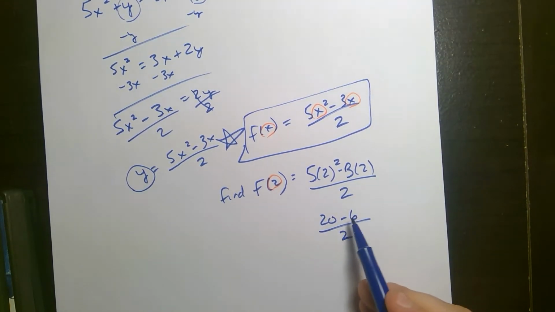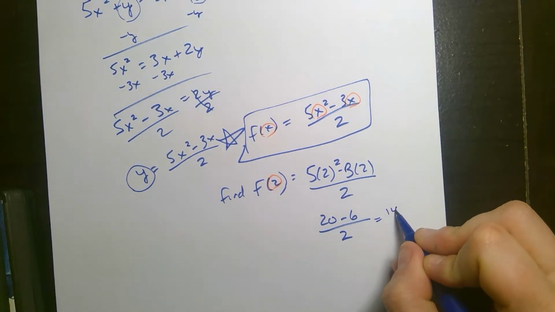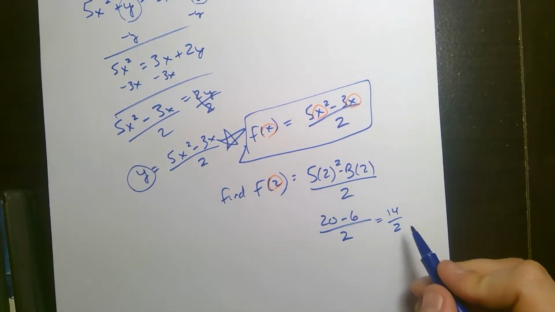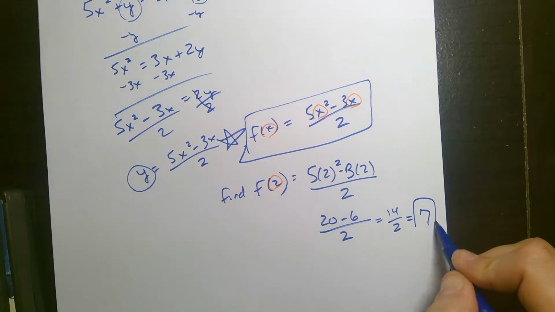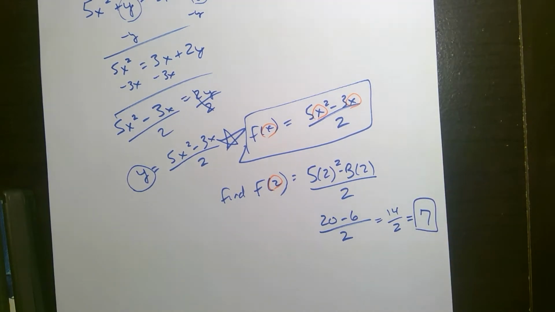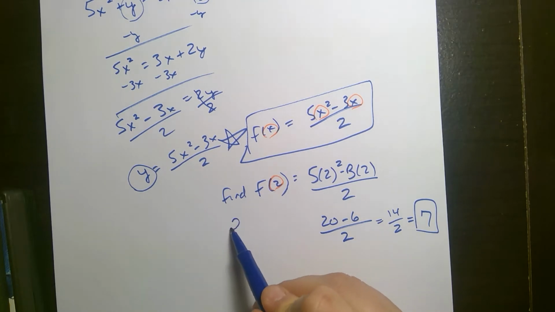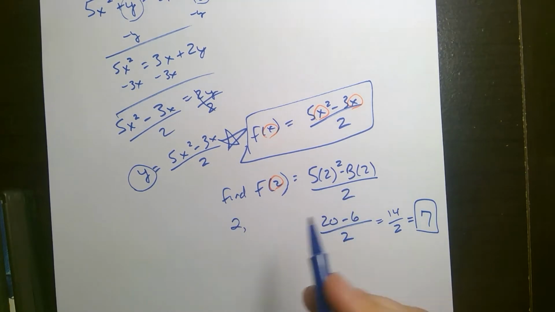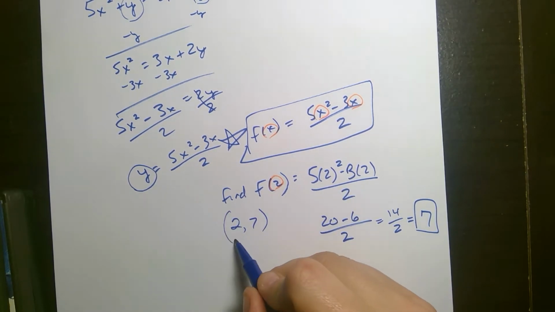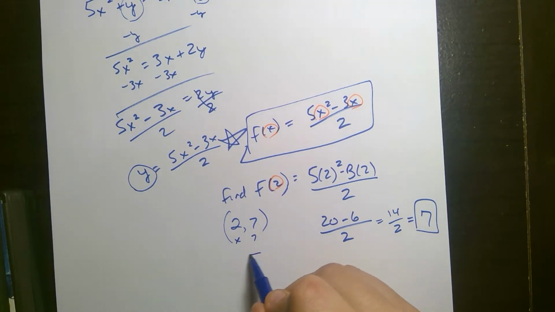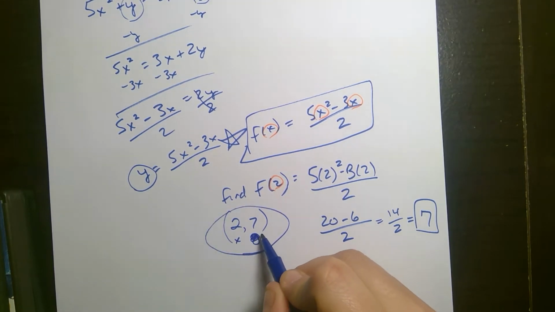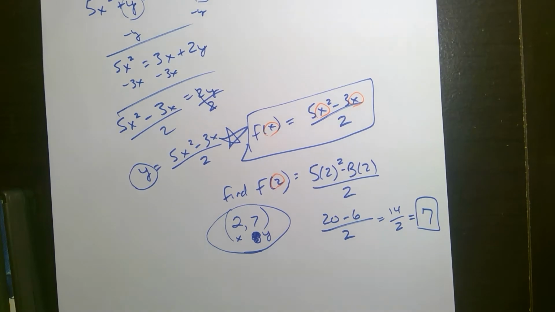I need to do the top first. So 20 minus 6 gives me 14. That's still divided by 2, and when I do that, my answer is 7. So what I'm really doing here is sticking the number 2 in for x, doing some evaluations, and getting 7 popping back out. So x is 2 and 7 is y. This is the point (2, 7).